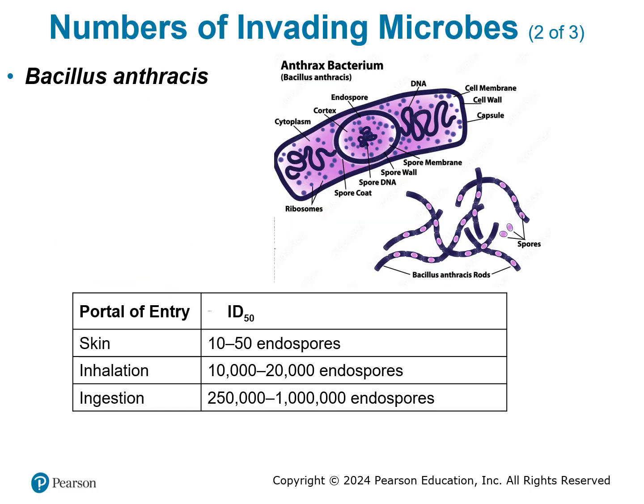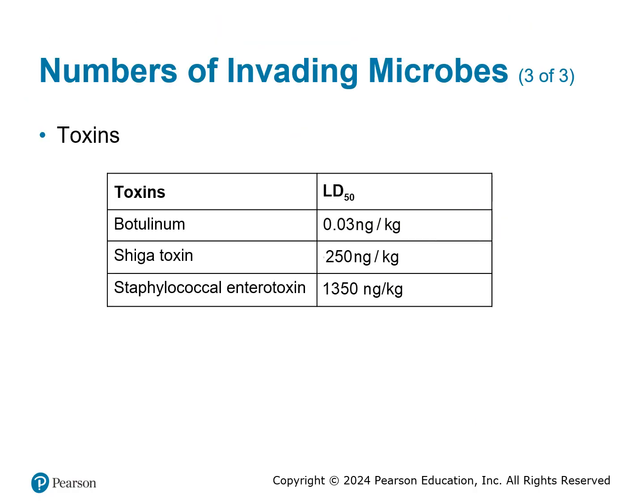All right, so here's an example. Good old Bacillus anthracis. The different routes of infection require different numbers. So the ID50 for the skin, if it pokes into your skin, is a lot less than if you are going to eat it. Okay, you're going to need a lot more microbes, individual bacteria, in order to get sick.